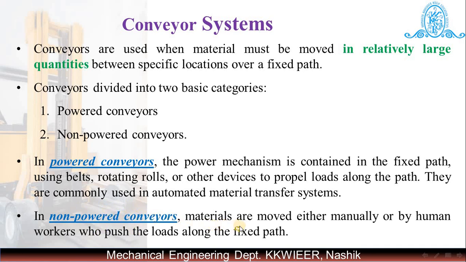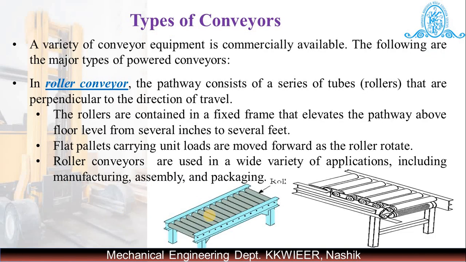It is most probably used again for moving loads either manually or by human workers who push the loads along the fixed path. The non-powered equipment which we have seen comes under the category of non-powered conveyor systems, or most probably the belt drives which are human powered. So these come under the category of conveyor systems.